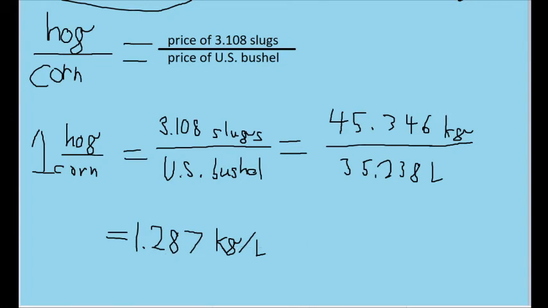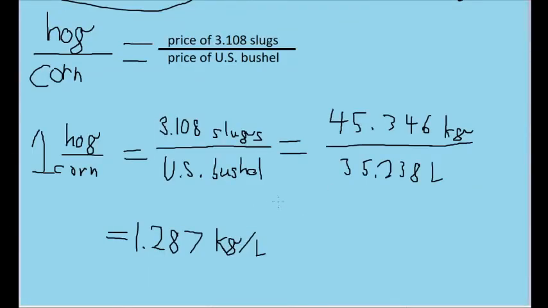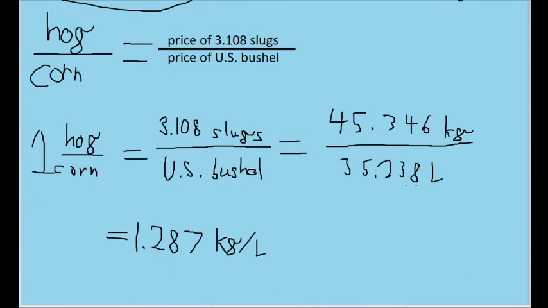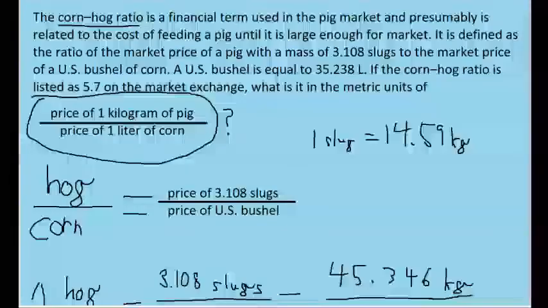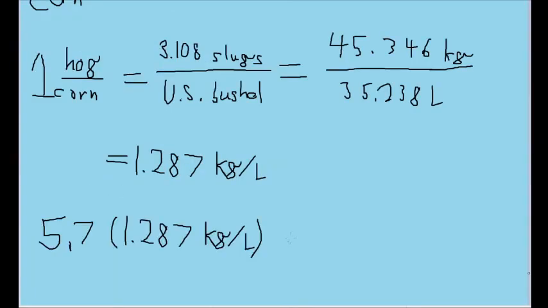Now think about what this means. Our ratio tells us that when the price of the slugs and the price of the bushel are the same, that is equal to 1.287 times the price of 1 kilogram of pig over the price of 1 liter of corn. We have found the ratio in terms of these units for when the ratio is equal to 1. But now we want to convert this into a ratio of 5.7. So we can do this by multiplying this entire ratio by 5.7, since this right now just represents a ratio of 1. And this is equal to about 7.3.